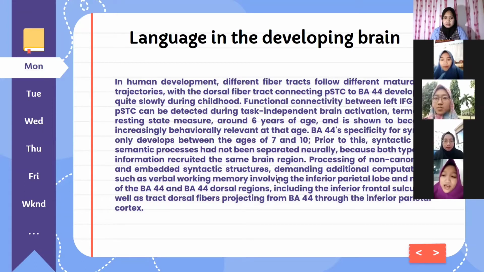Processing of non-canonical and embedded syntax structures demands additional computation, such as verbal working memory involving the inferior parietal lobe, and most of the BA44 and BA44 dorsal regions include the inferior frontal sulcus as well as the tract dorsal fiber projecting from BA44 to the inferior parietal cortex. Thank you.